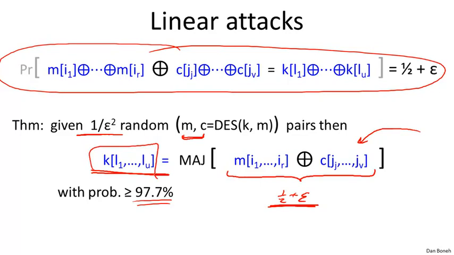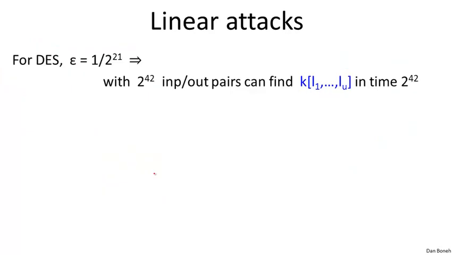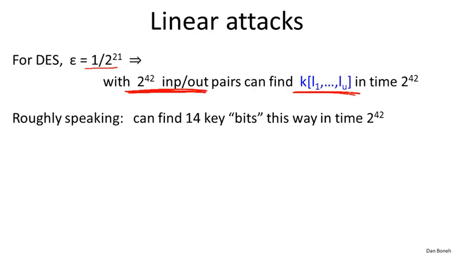Within 1/epsilon² time, you can figure out an XOR of a bunch of key bits. So now let's apply this to DES. For DES we have epsilon equal to 1/2^21, which means that if you give me 2^42 input-output pairs, I can figure out an XOR of the key bits. Now, I'm not going to show you exactly how, but roughly speaking, using this method you don't just get one key bit, you get two key bits. You can use this relation, one going in the forward direction and one going in the backwards direction. So that gives you two XORs of bits of the secret key. Okay, so that's 2 bits of information about the secret key.